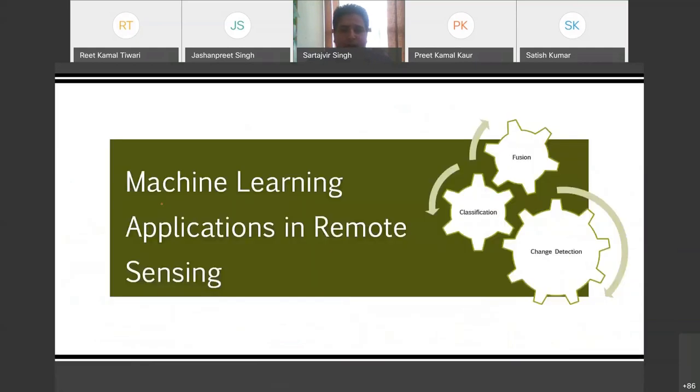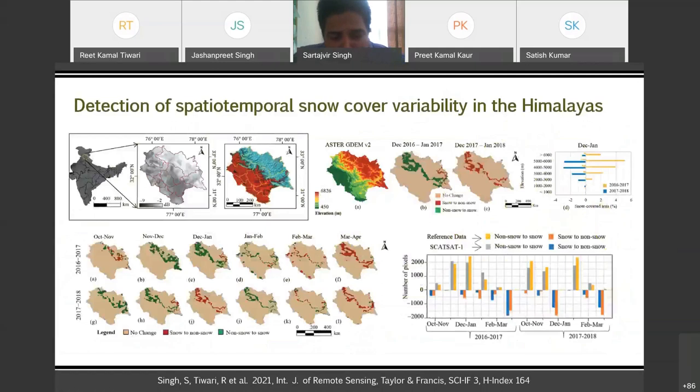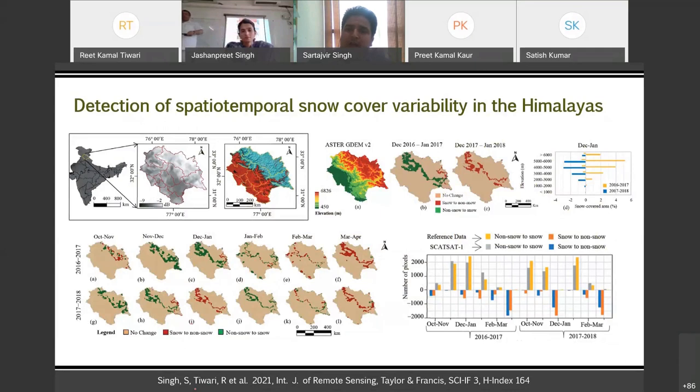Now, the machine learning applications in remote sensing. So far we have done a lot of work in three basic fields: classification, change detection, and fusion. One of our more recent papers is with Dr. Reet Kamal Tiwari. We normally talk about climate change and global warming, but the point is how we are measuring that value. In our way, we are measuring it with the help of snow, because there is a direct or indirect impact of climate on snow. So it is very important to monitor the snow over the Indian Himalayas. Here I will show some work we have done.